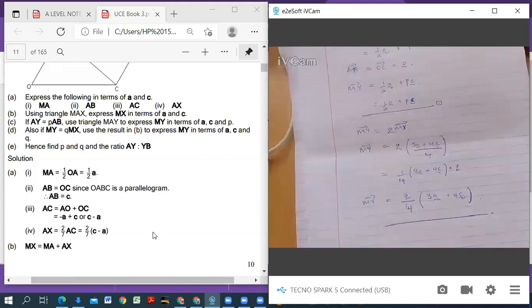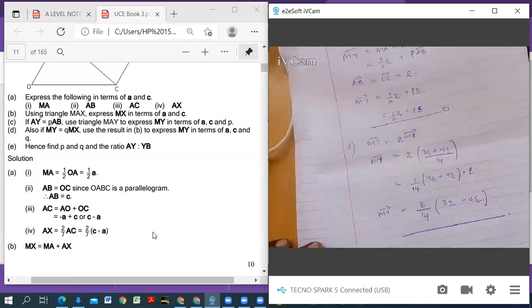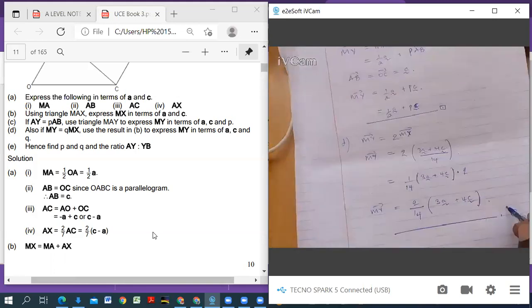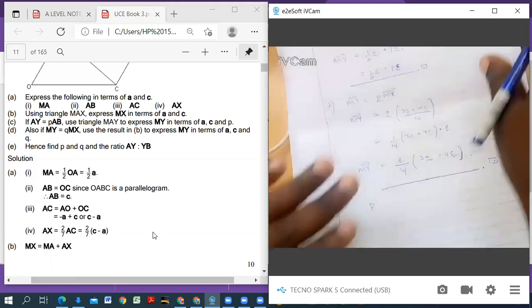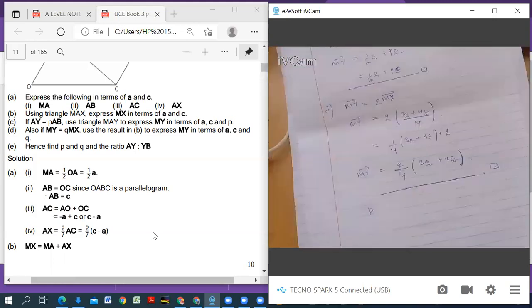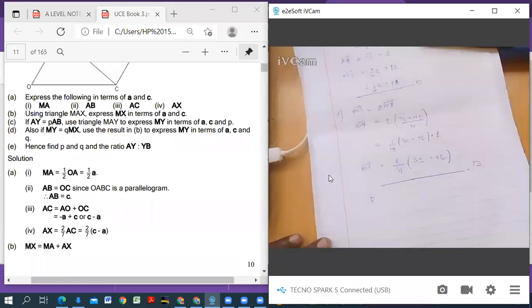Now, that is part D. Very easy and very brief. Now, part E. Hence, find P. Just forget this. Hence, find P. Hence, find P and Q.